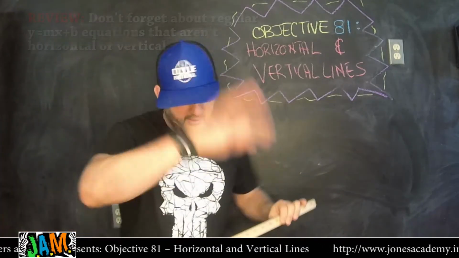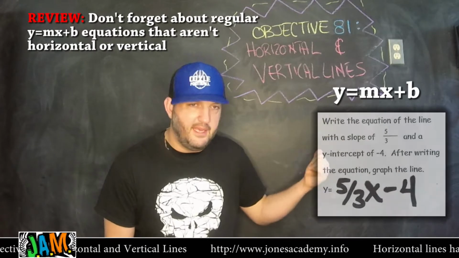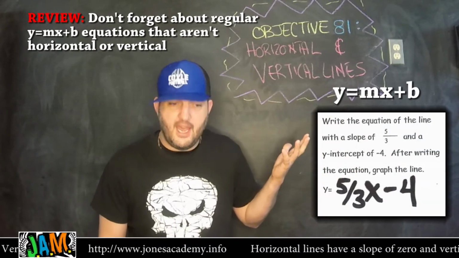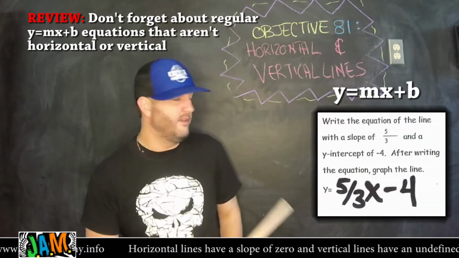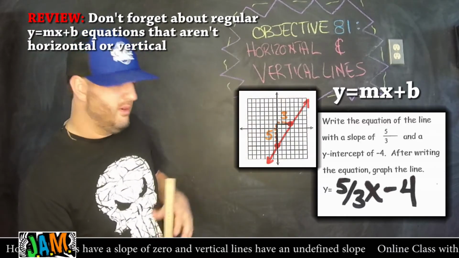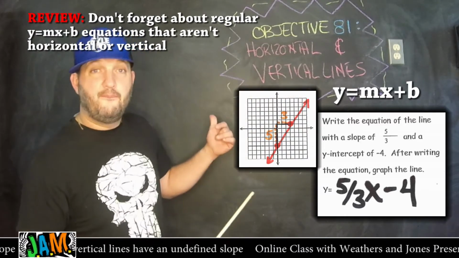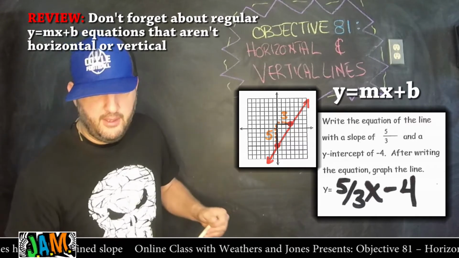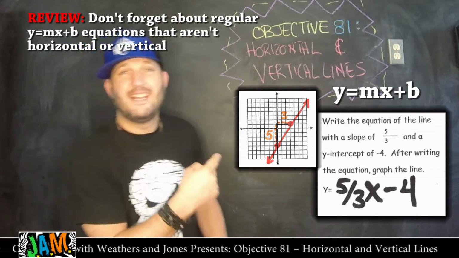All right, review real quick. Let's go back. y equals mx plus b, and we said the slope is 5/3, and then the b, or the y-intercept, is -4. Start with the y-intercept -4, crosses through here, and then it goes up 5, and it goes right 3. y equals 5/3 x minus 4.